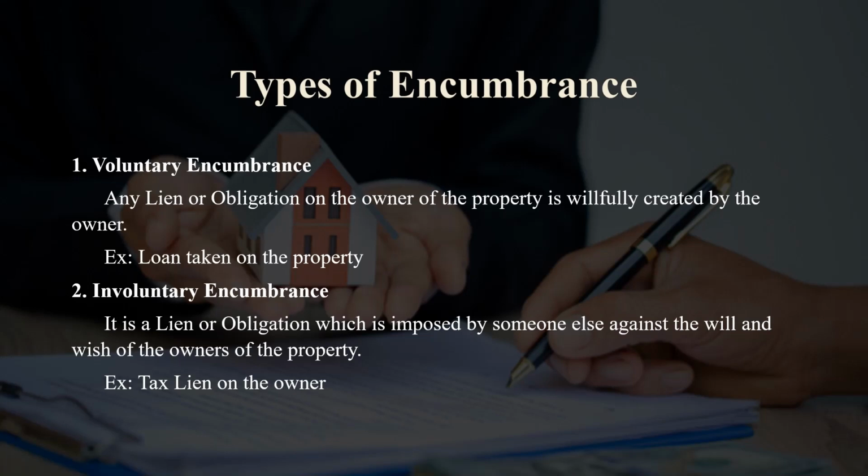Then we will see what is meant by involuntary encumbrance. It is a lien or obligation which is imposed by someone else against the will and wish of the owners of the property. For example, documents are tax lien, judgment lien and mechanic's lien, etc. Next we will see what documents there are under voluntary encumbrance.